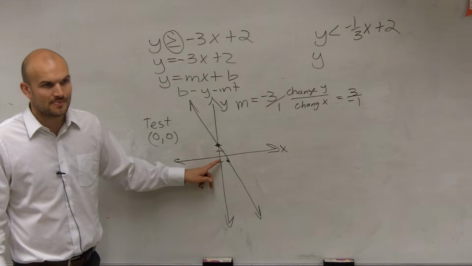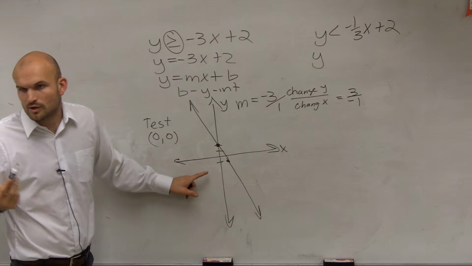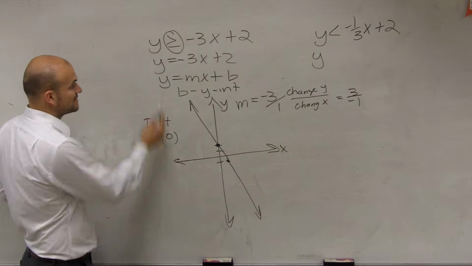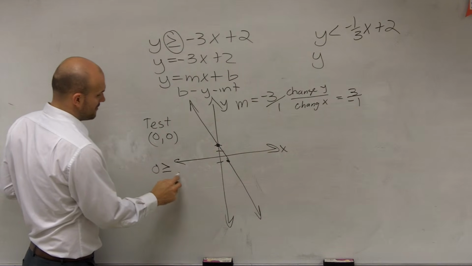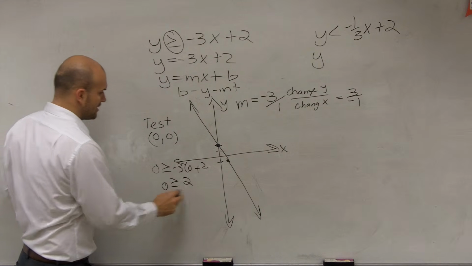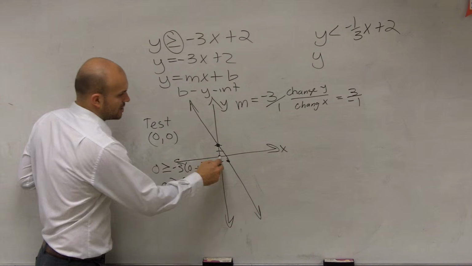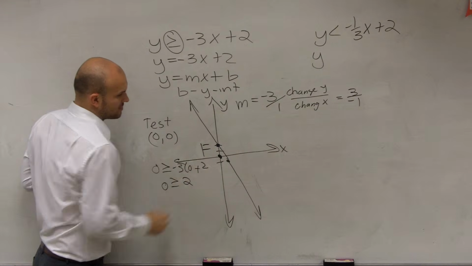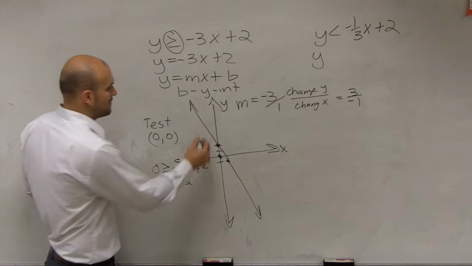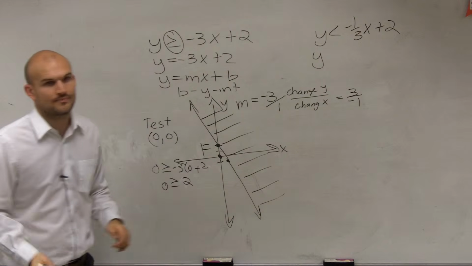Does my line go through 0, 0? No. So then, all I do, anything works, it doesn't matter. Just a point that's not on the line. So now what I do is I just plug in 0 for my points. So 0 is greater than or equal to 2. Is that true or false? Is 0 greater than 2? No. So that is false. What that means is all numbers below this line are false. So to represent all the numbers above it are true, I shade to the opposite end.